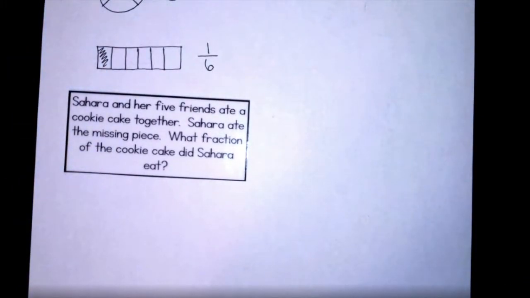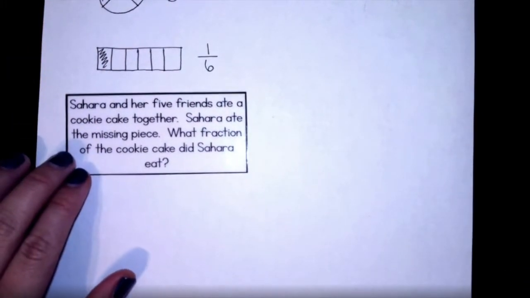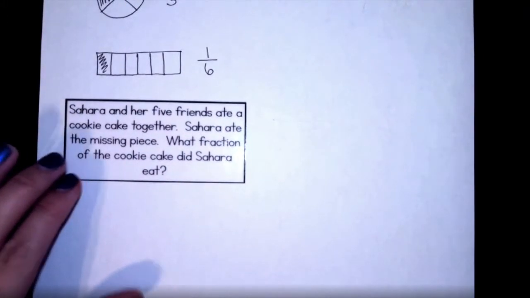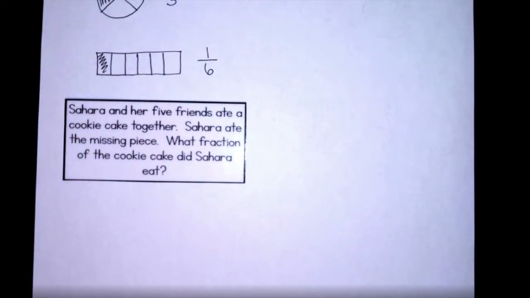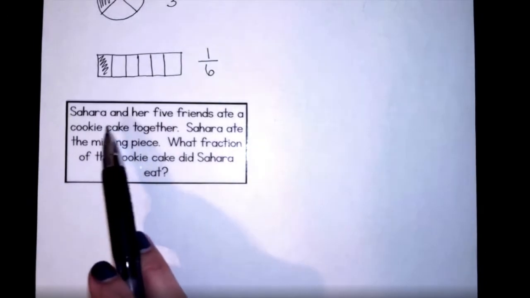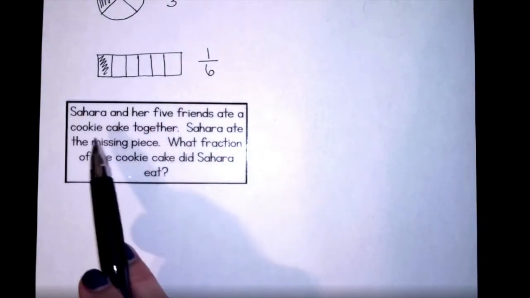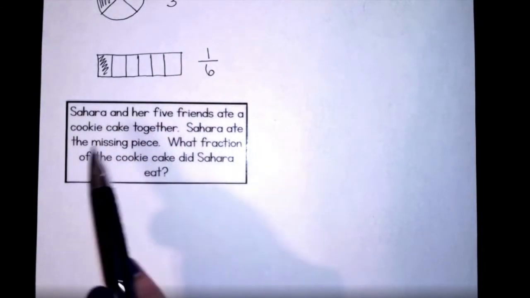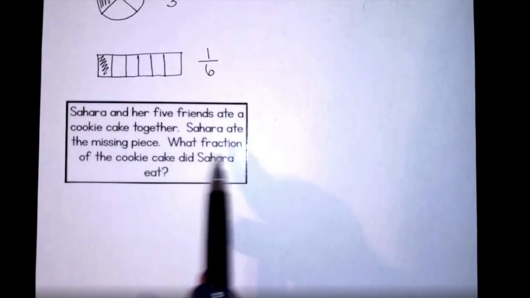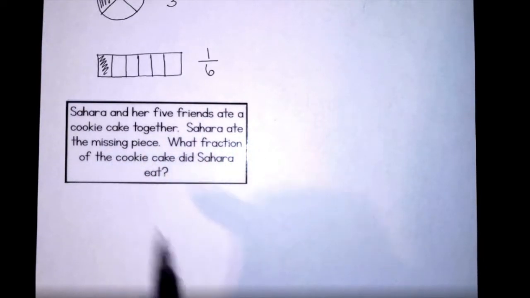So, what I like to do with these is, you could do this in your math notebook. That's what I would recommend. Just do it right under these notes that we just took. Okay? So, Sahara and her 5 friends ate a cookie cake together. Sahara ate the missing piece. What fraction of the cookie cake did Sahara eat?